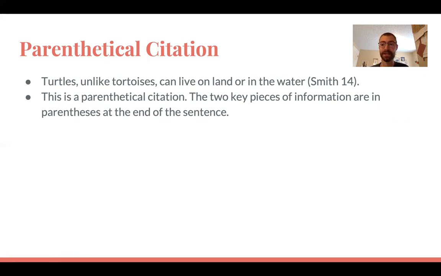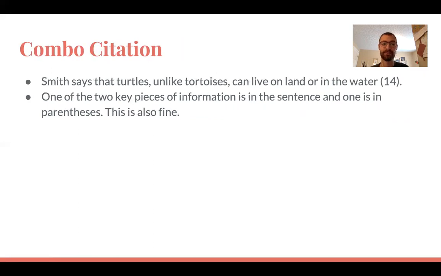But something that comes up sometimes is that it feels best to write it as a combo, where some information is in the sentence and some is in parentheses. Here's an example of that. "Smith says that turtles, unlike tortoises, can live on land or in the water." I got the author's last name into the sentence, but I didn't get the page number, and that's fine. It's part narrative citation with the author, and then you've got the page number in parentheses, so it's part parenthetical. That's a combo citation, and that's also totally okay.